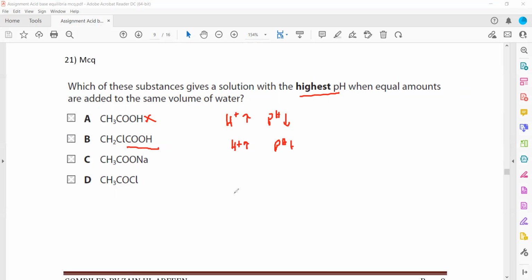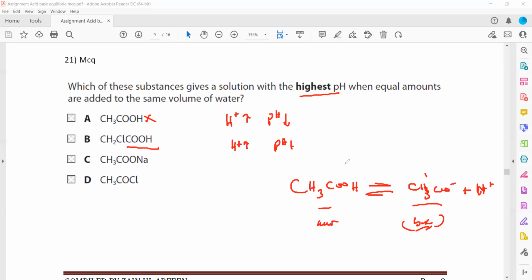What about CH3COONa? That is a salt of the acid, containing the conjugate base, because for any acid there is a conjugate base. For example, if this is an acid, it will dissociate into CH3COO negative and H positive. This one has a tendency to accept a proton, so it is a base, the conjugate base.